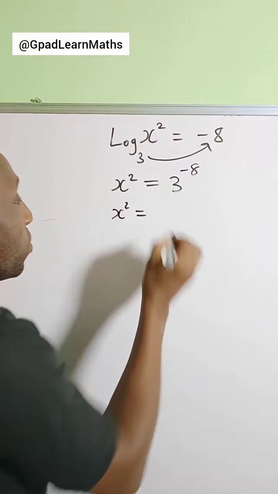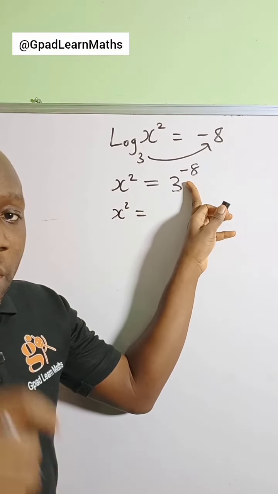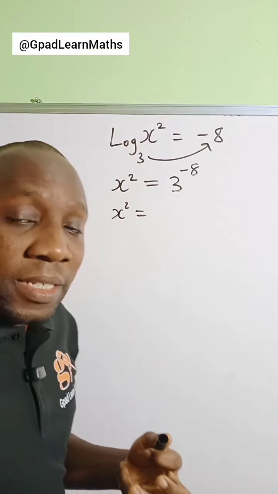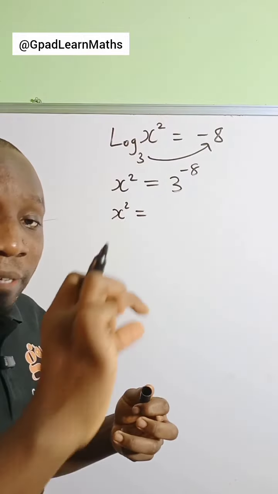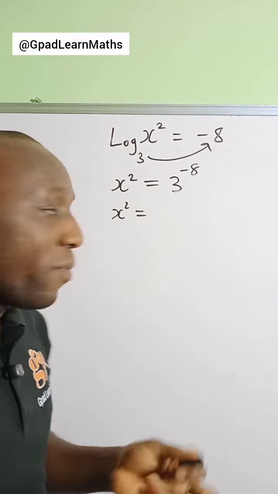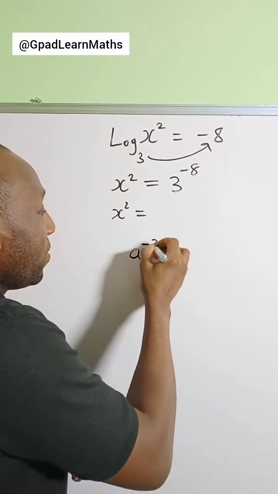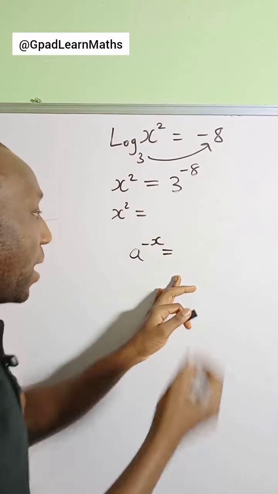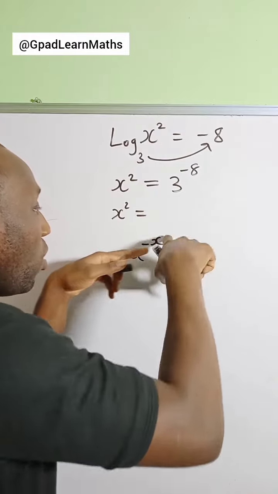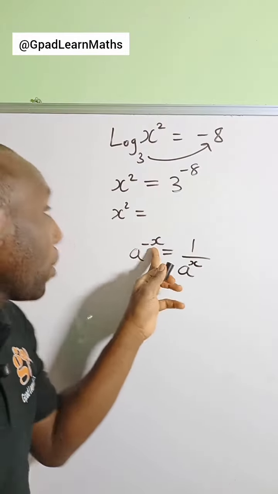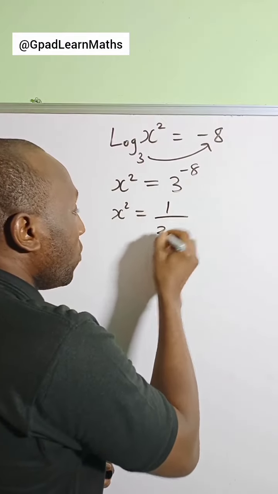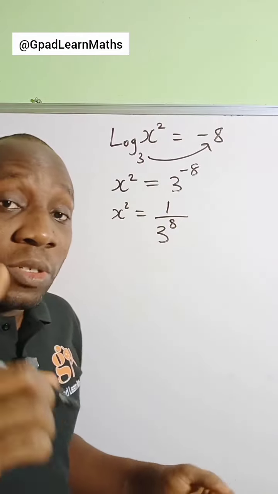Now let's proceed. X squared now is equal to, how do we resolve this? 3 raised to power negative 8. For one of the laws of indices, if you have a negative index, that negative sign can take the reciprocal of that number. For example, you have a raised to power negative x. This can be written as 1 over, that's the reciprocal of a raised to the power of what? X. That's exactly what I'm going to be doing right here. So 3 raised to the power negative 8 becomes 1 over 3 raised to the power what? 8.